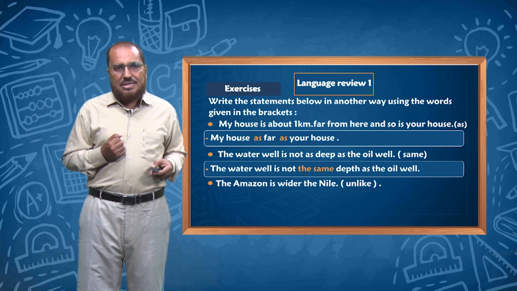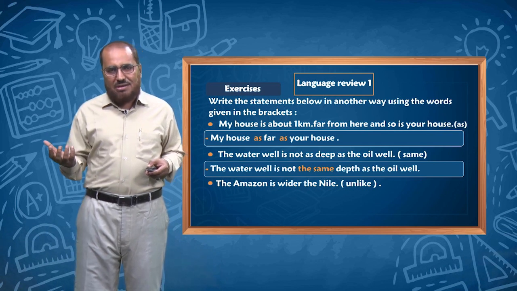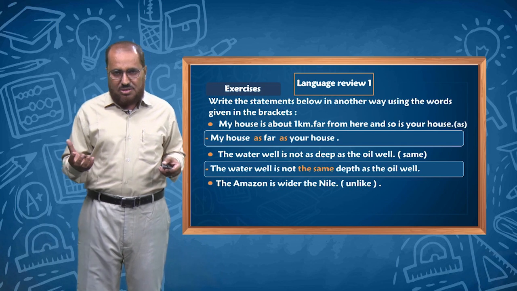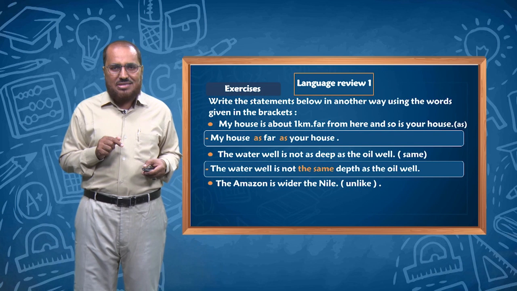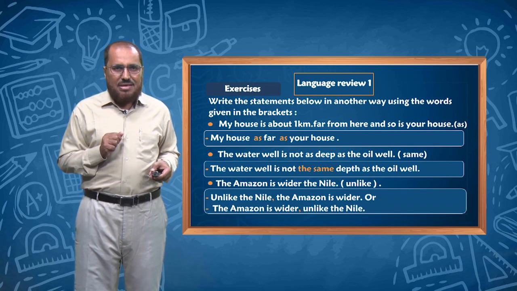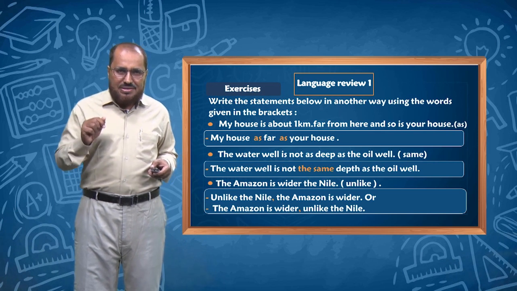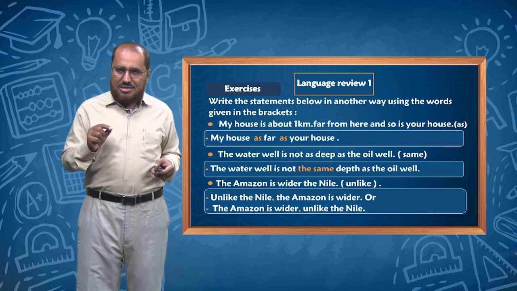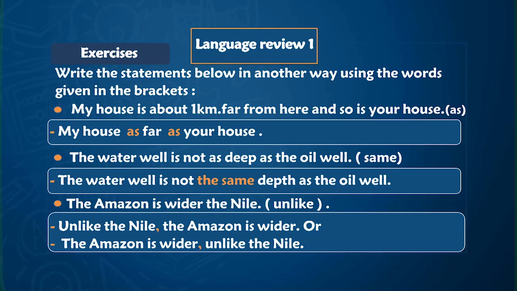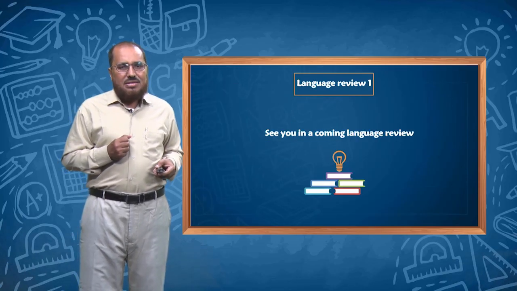The Amazon is wider than the Nile. The Amazon River is wider than the Nile River. Sure. I want you to rewrite this sentence using unlike. Unlike the Nile, then comma, the Amazon is wider. Or you can say the Amazon is wider unlike the Nile.